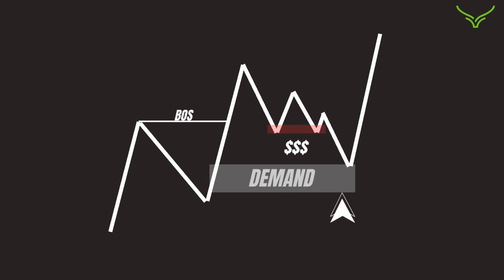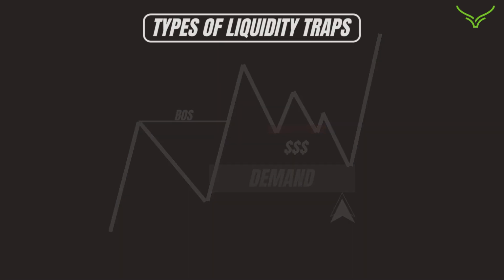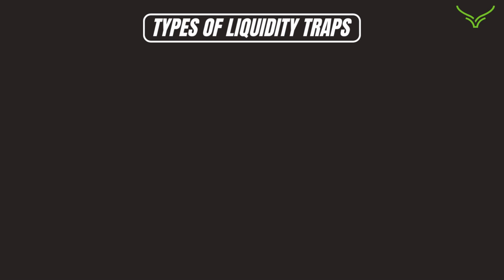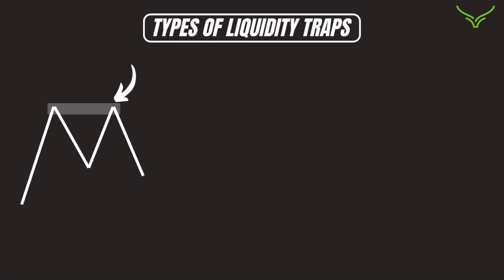Liquidity traps come in diverse forms, each designed to manipulate retail traders for the benefit of institutional players. Let's examine three prevalent types. The first type often presents itself as double tops or double bottoms. Here, technical traders typically place sell orders at the retest of these patterns, setting stop losses above the resistance. These triggered stop losses generate liquidity, facilitating institutional trading strategies.